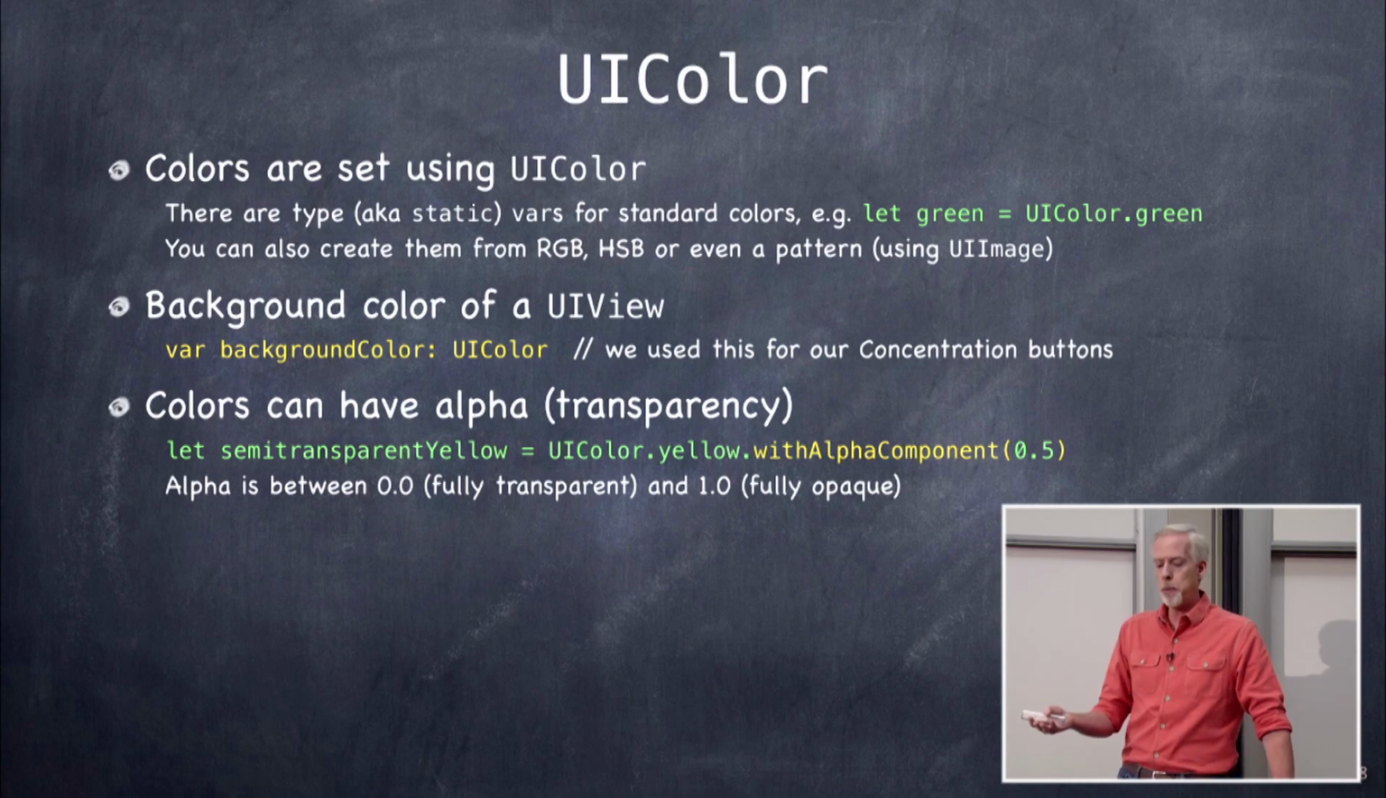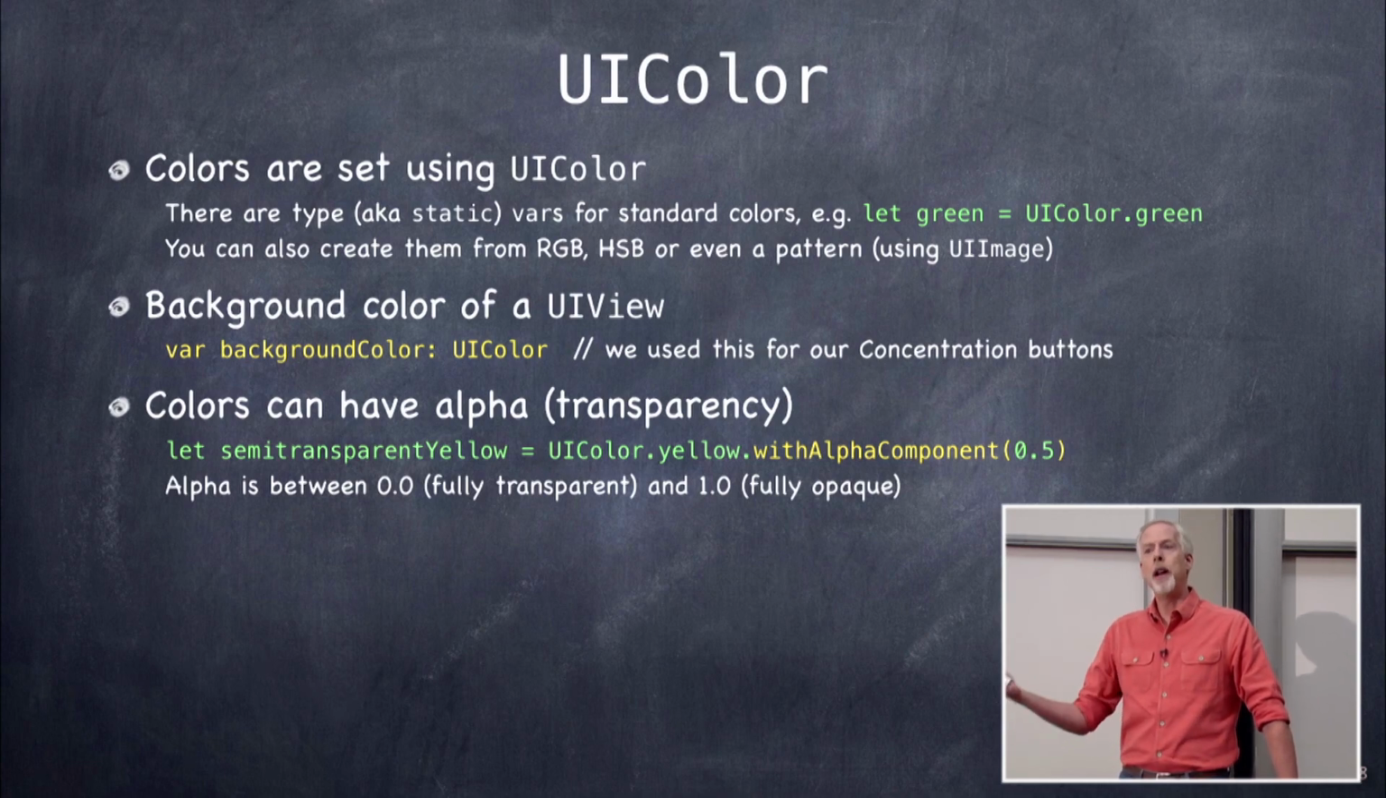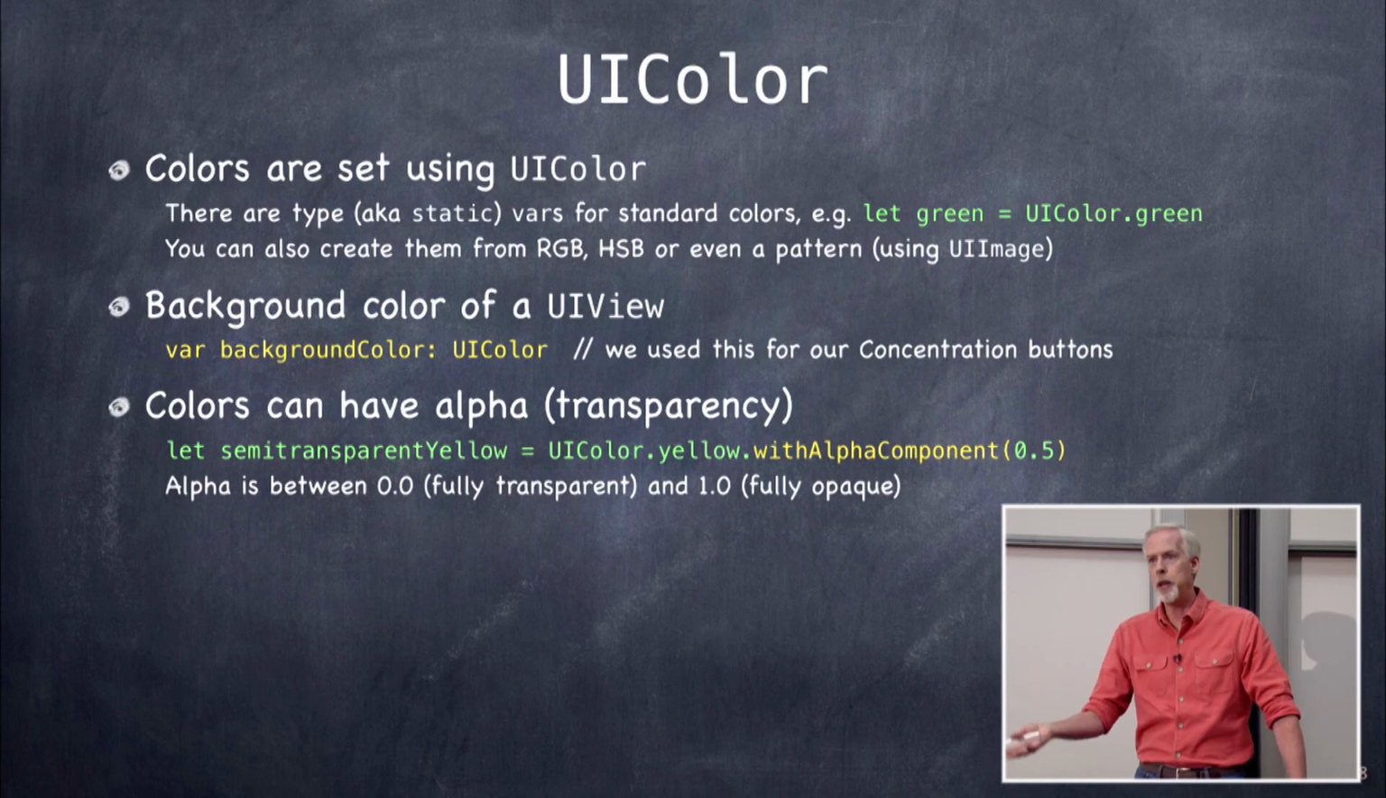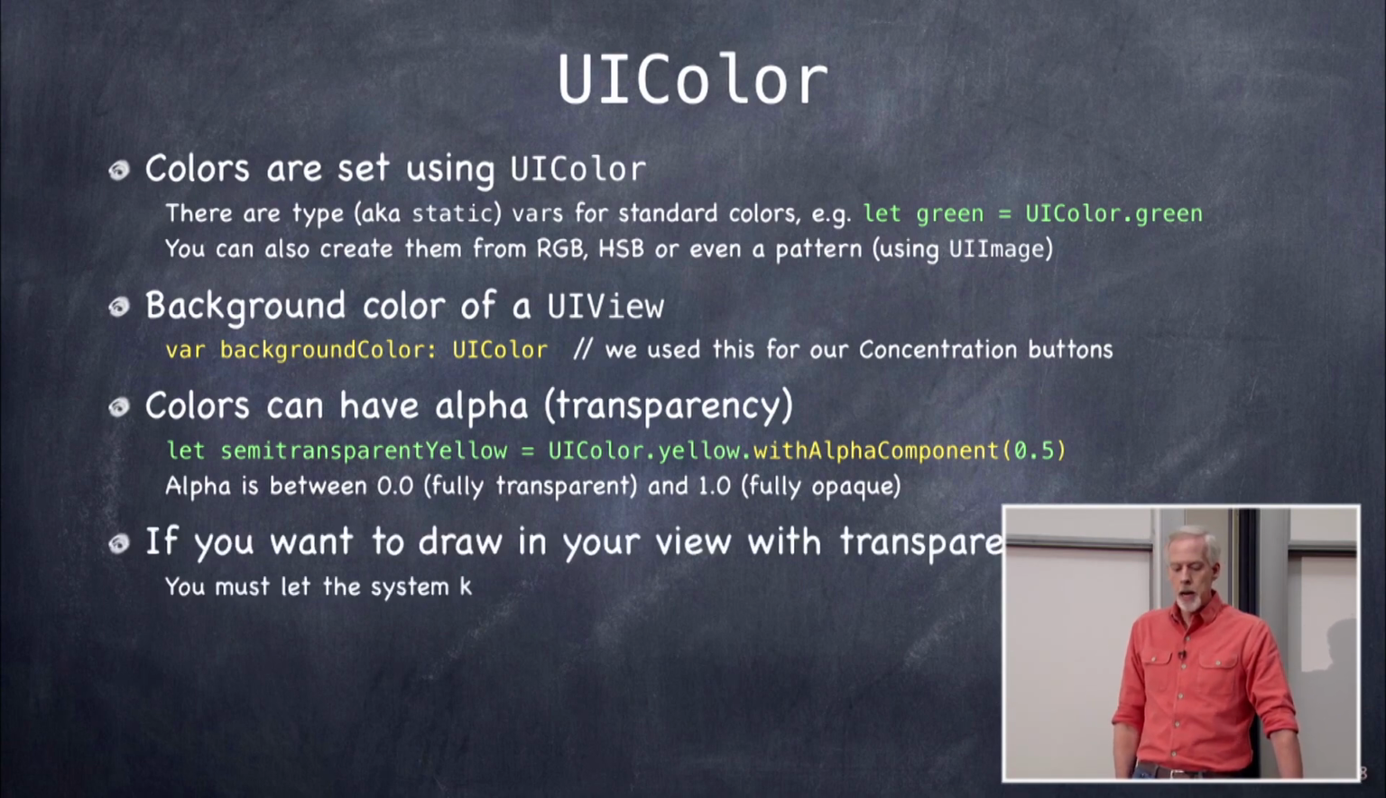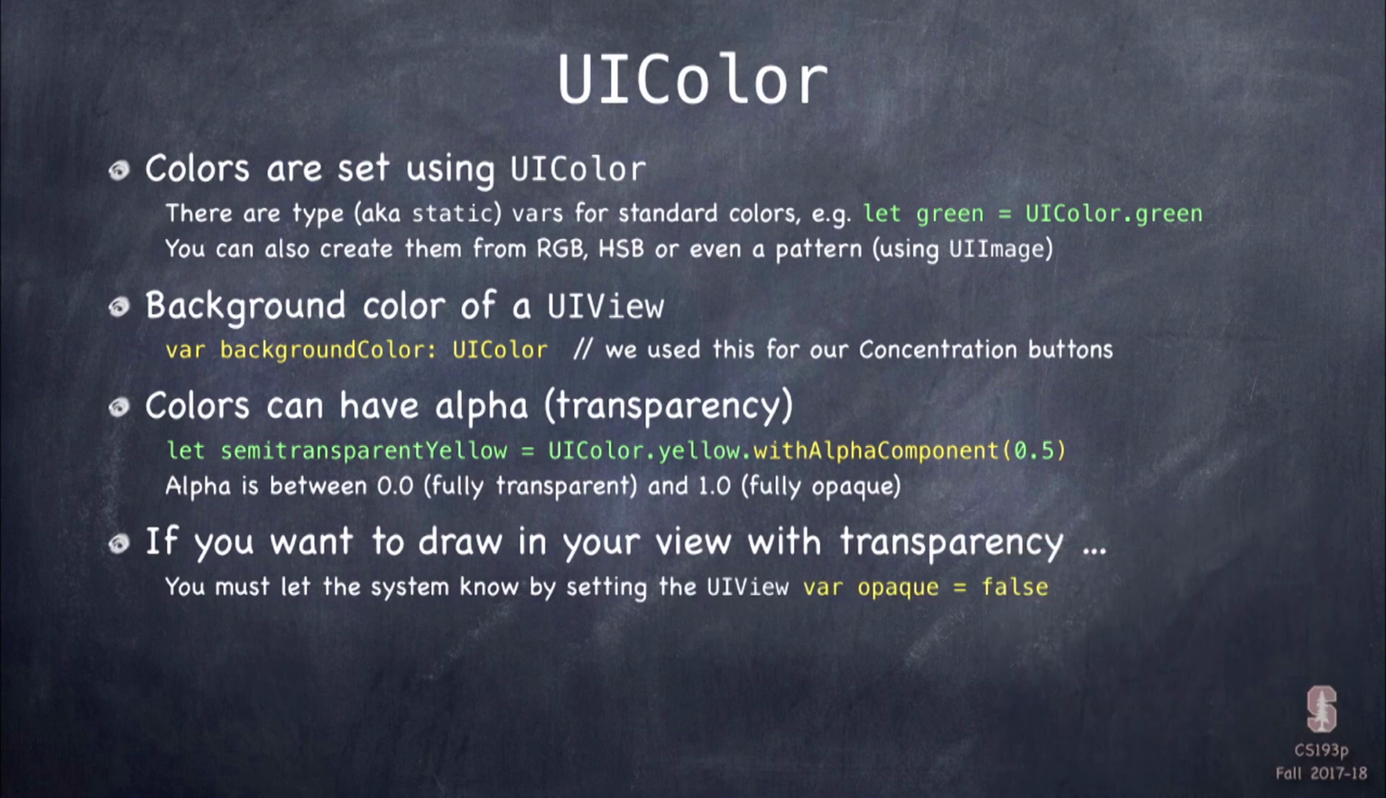The way you get a transparent color is take a color you've got, like yellow, let's say right there, and you send it the message or the function with alpha component, and it'll give you a new color that has that transparency. Now you can draw with that transparency. If you want to draw in your view with transparency, though, be very careful, because the system assumes by default that your view only draws opaque. It only draws with fully opaque colors. If you actually draw with transparent colors, you have to set a var on the view called opaque to false.